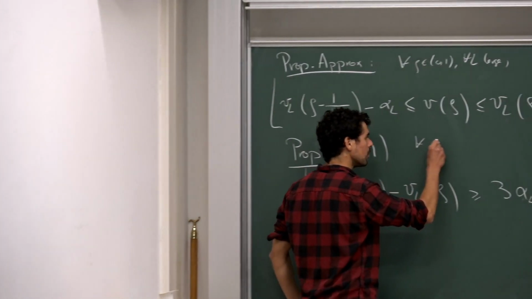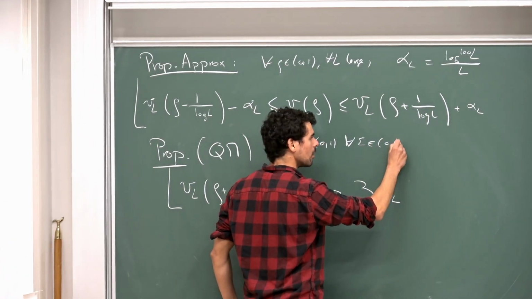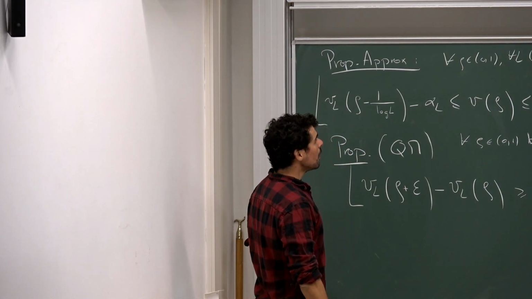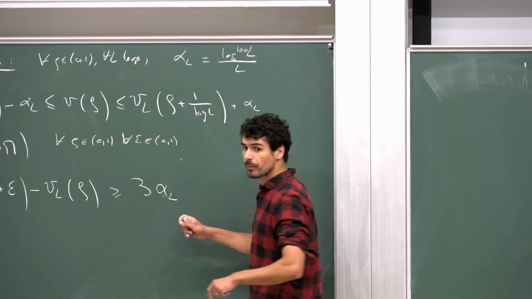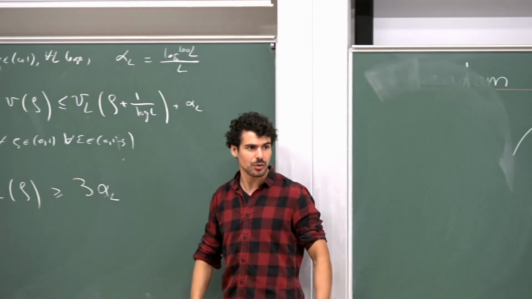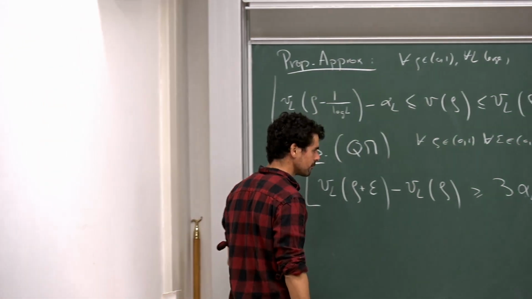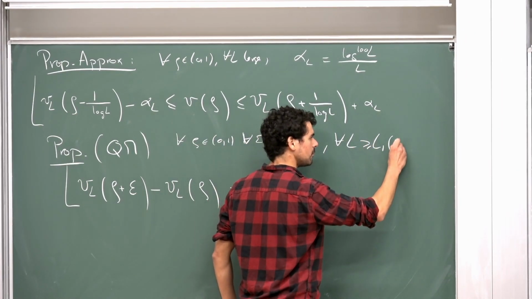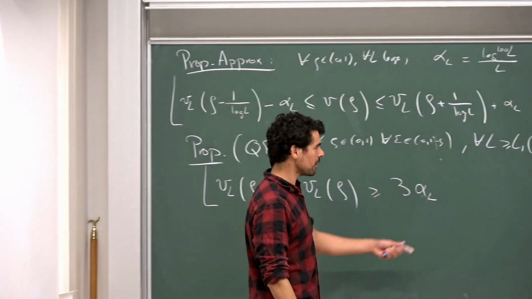And that's for all rho in (0,1), all epsilon in (0,1). You need rho plus epsilon less than 1 as well, but that's it. Once you have these two results, you can conclude. Yeah, you need that. Otherwise, I can just take epsilon to be 0, for L large enough. Right, so the smaller epsilon is, the larger L has to be.